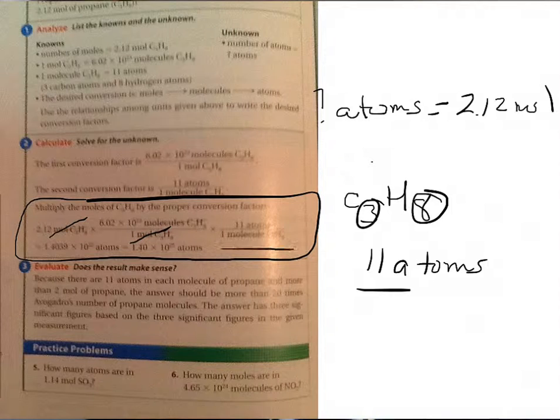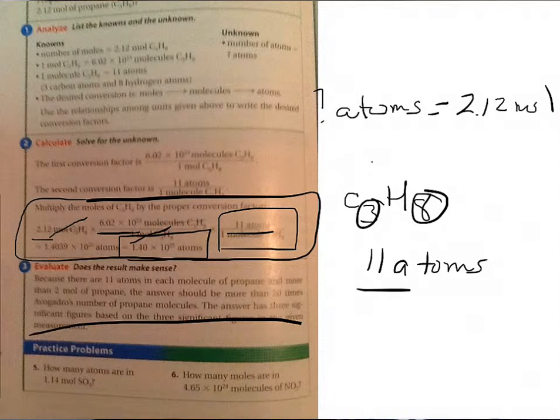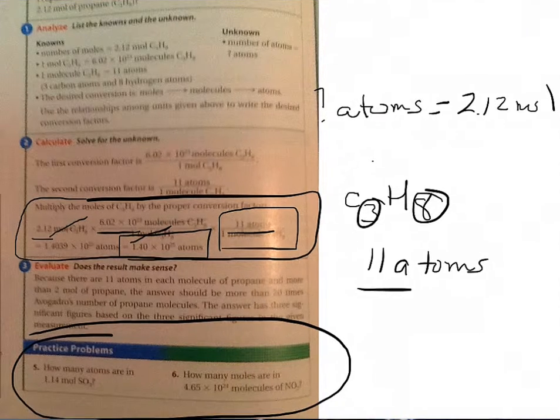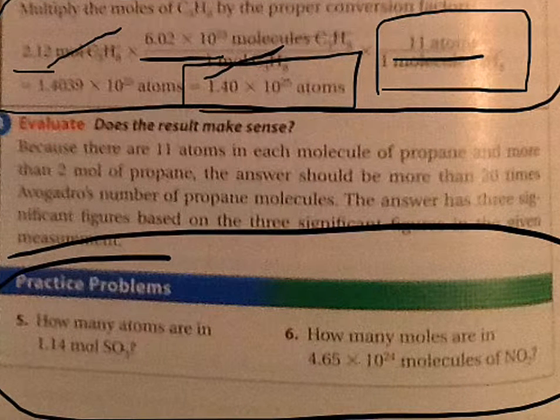So we've got another step here. That's our second step, 11 atoms per molecule, 11 atoms in one molecule. So we're going to take 2.12 times 6.02 times 10 to the 23rd times 11 and come up with 1.4 times 10 to the 25th. Now my picture's not very good, so hopefully you're looking in your book and you can see that a little bit better. All right, try these two. Try and figure them out first, and then I'll go over them.